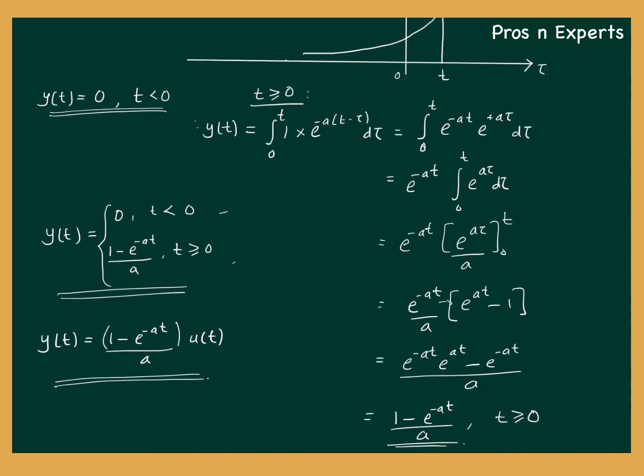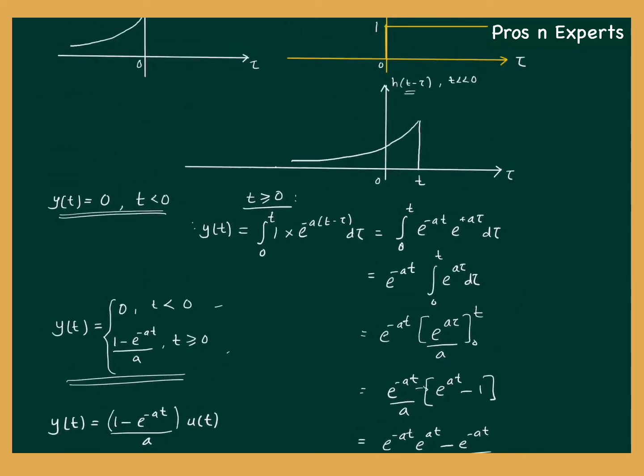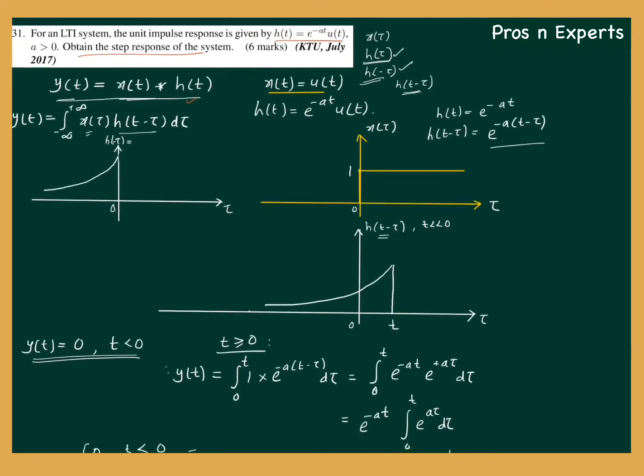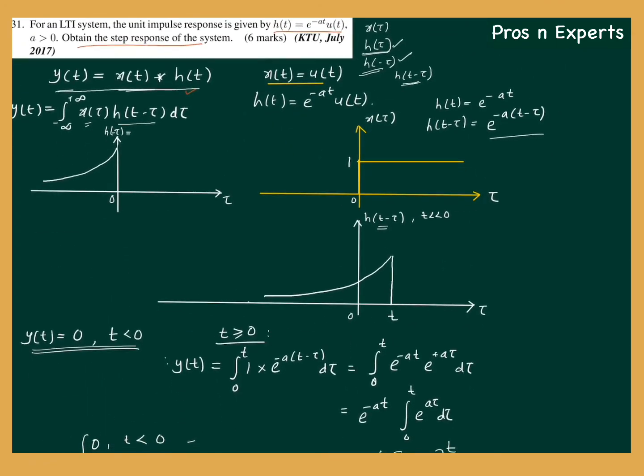In this context, I can give you a very simple method to evaluate the integral. There is an alternate method to this, a very simple method. From the question it is clear that to obtain the output y of t, we are convolving u of t with h of t, and h of t is given by e raised to minus at u of t.